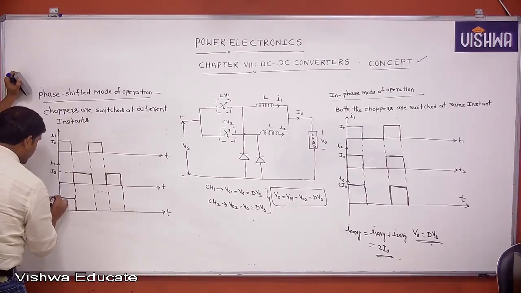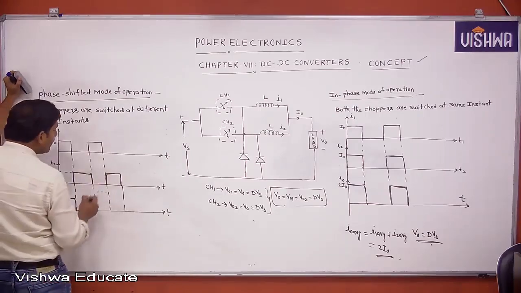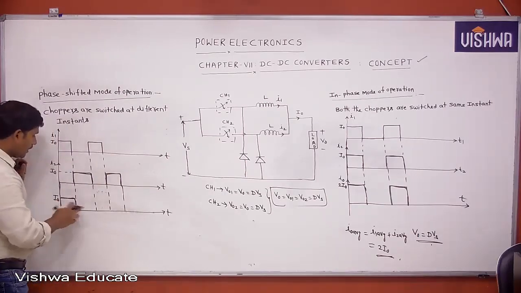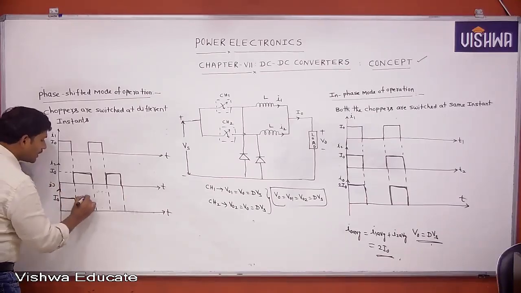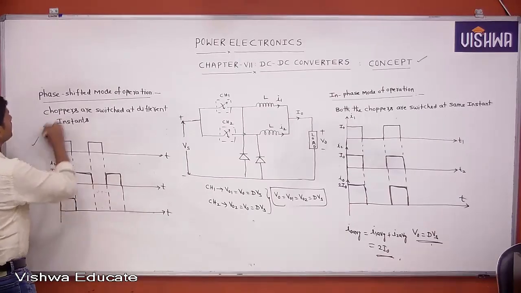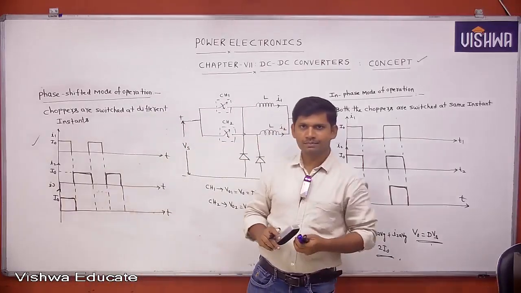Okay, chopper 1, this is I0. There is no change. At different instants we are switching. Like this, the resultant I0 is I0 only. Here also you can get I0. This is phase shifted mode of operation. Here currents are not added. Okay, that you know.